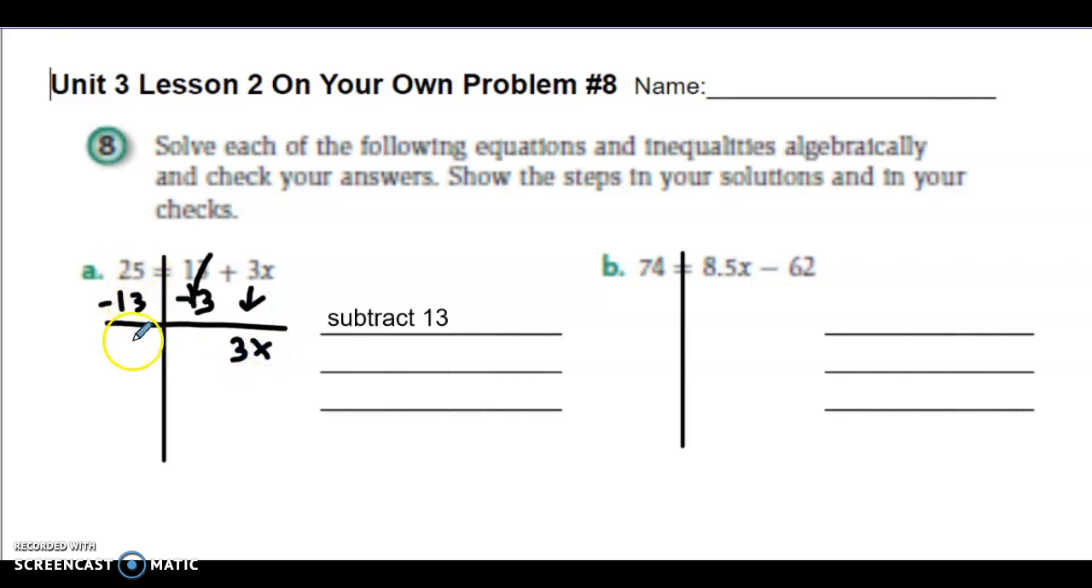25 take away 13, 5 take away 3 is 2, and this would be 1. Then we're ready for our next step, which would be to divide both sides by 3. The reason we're dividing by 3 is this right here is 3 multiplied by x, and the opposite of multiplication is division. So the way we show our division is our fraction symbol. If we forget how to put that in the calculator, we could put 2 dots to remember that's like a division. 3 over 3 divides to 1, and we are left with 1x, and 12 divided by 3 is 4, and that's our answer.